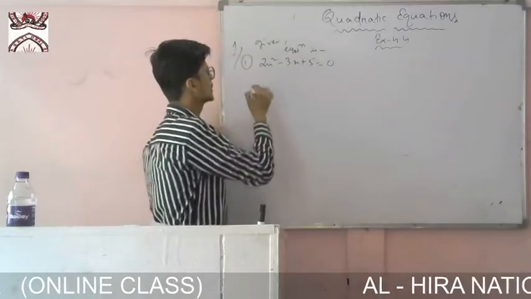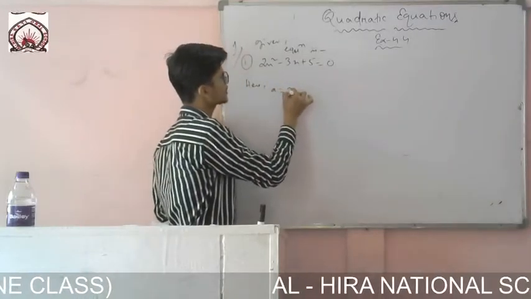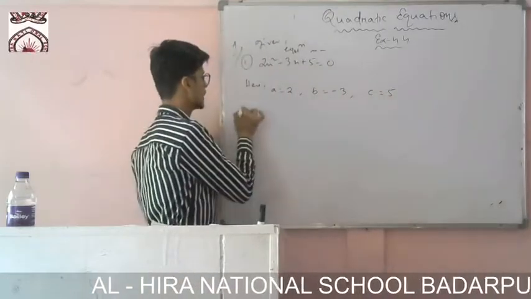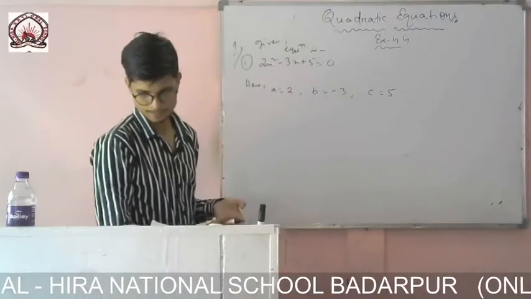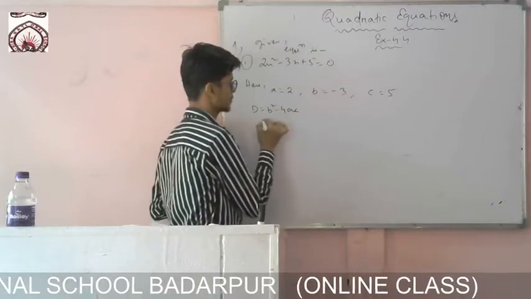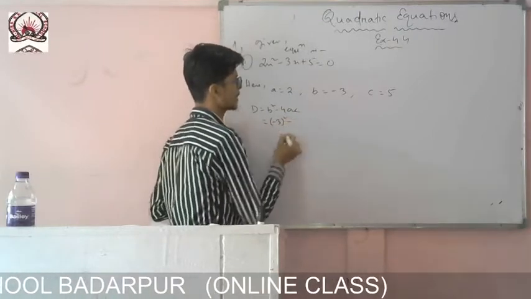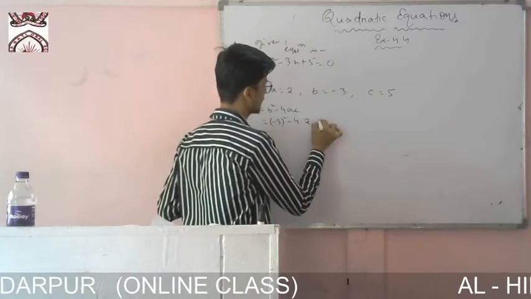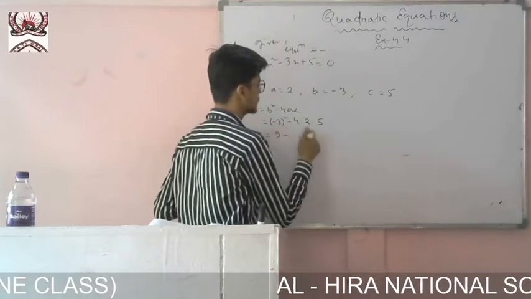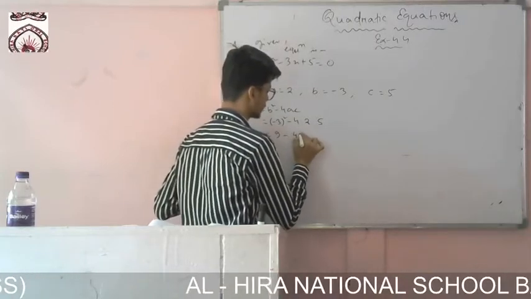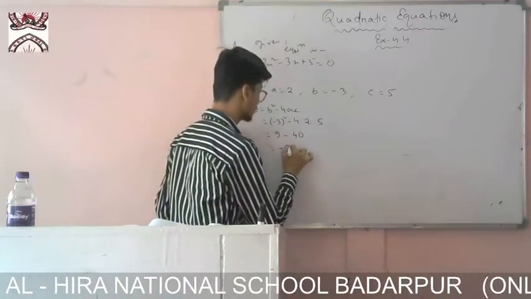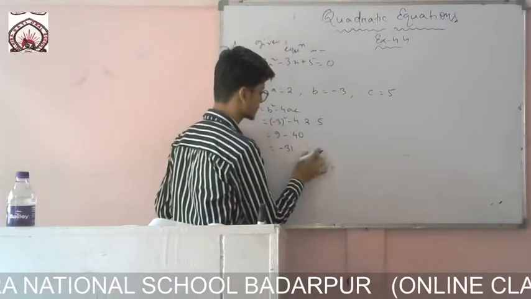So first of all, I will find a, b and c. Here a is equal to 2, b is equal to minus 3, c is equal to 5. Now I will find the discriminant, that is b square minus 4ac. So D is equal to b square minus 4ac. If I put the value of b, that is minus 3 square minus 4ac, so 3 square is 9, minus 4 2s are 8 and 8 5s are 40. So it is coming minus 31, which is less than 0.